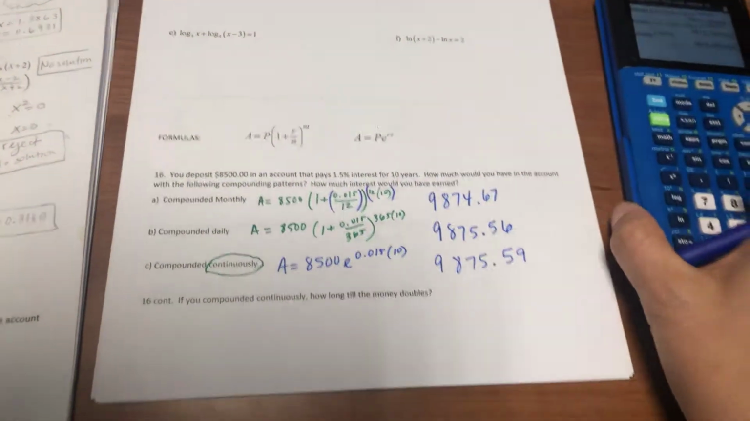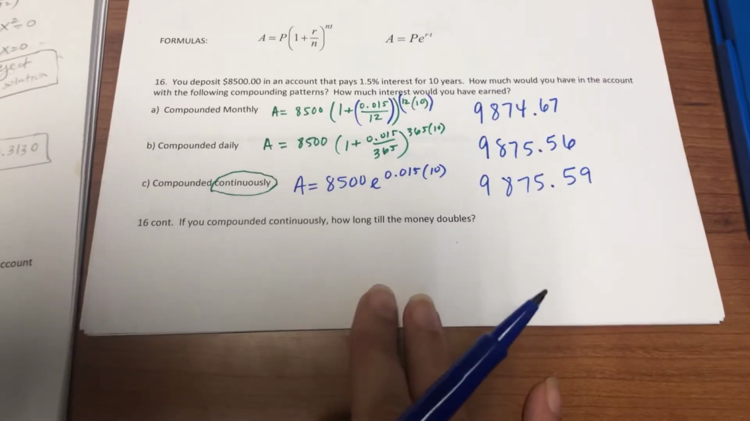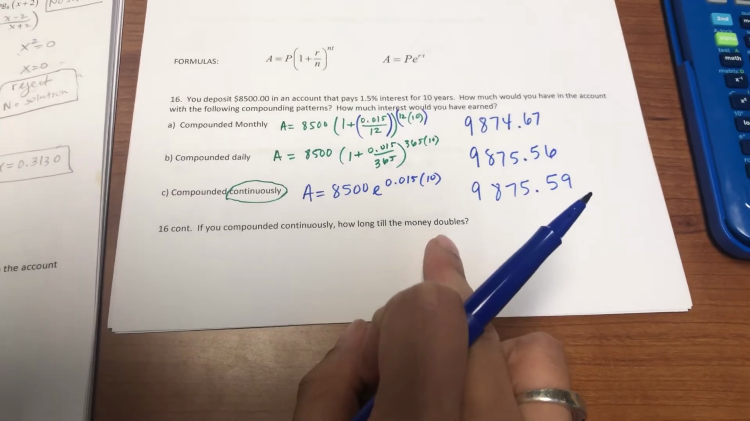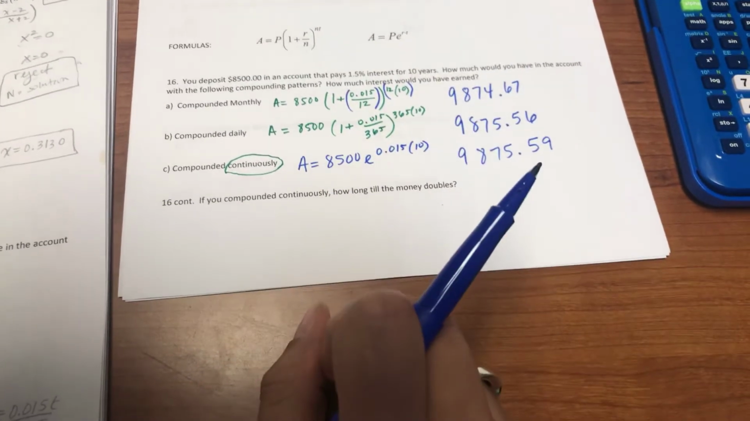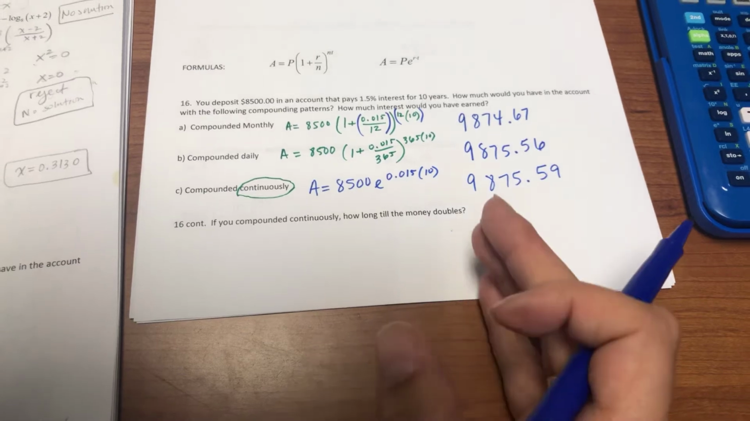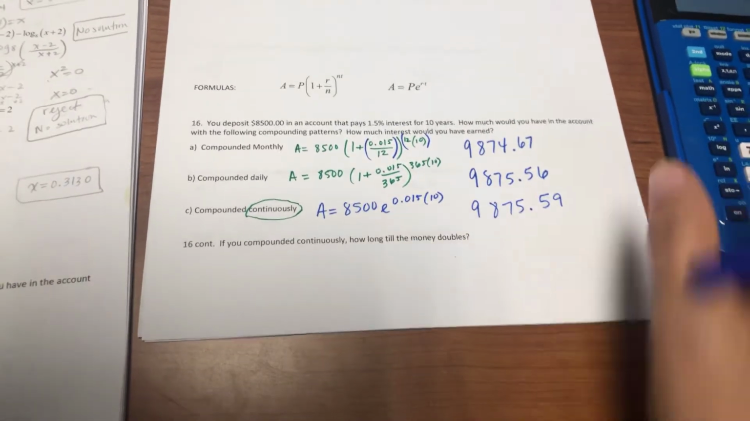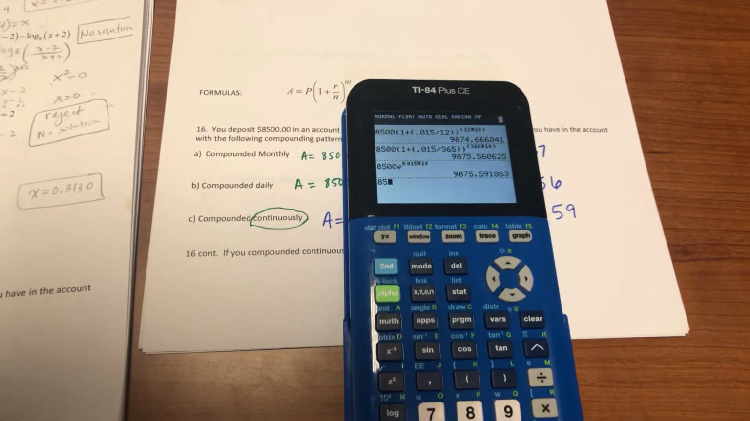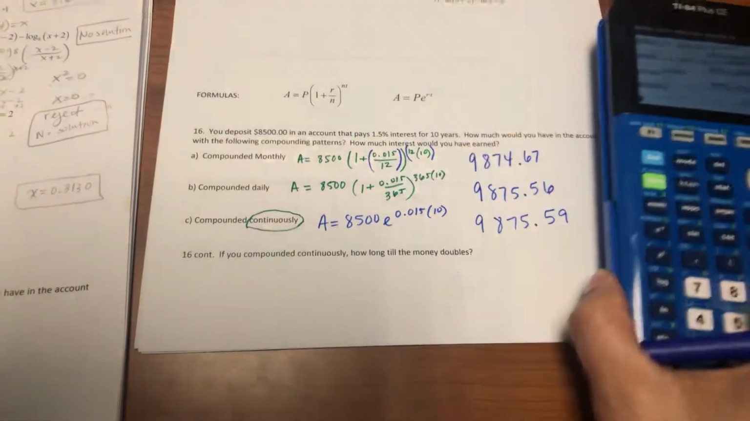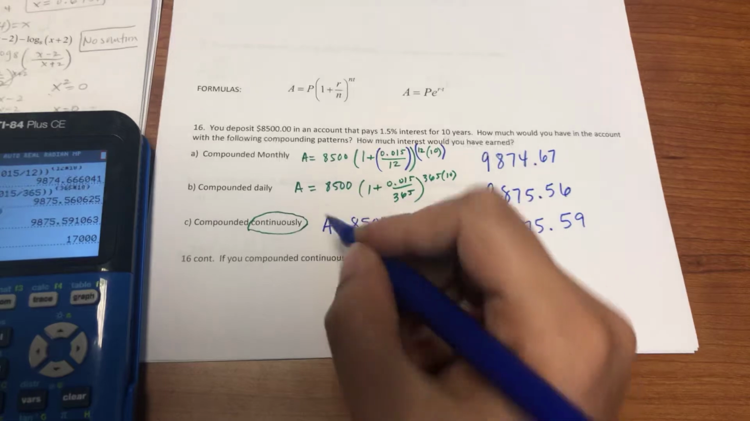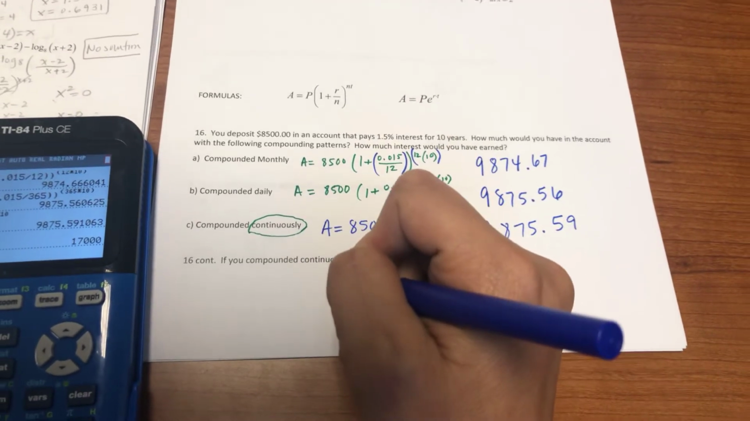So let's look at the last part of 16, where it says, how long will it take to double your money? In this case, you're looking for time. We're not using 10 in this problem. We have to think of the concept of doubling our money. If I wanted 8,500 to double, that would essentially be times 2. So now my future amount is 17,000.